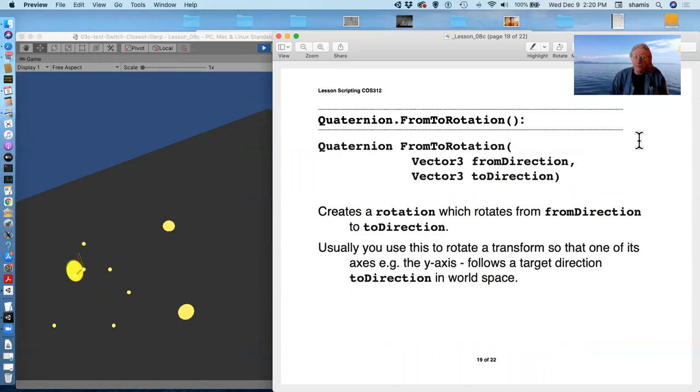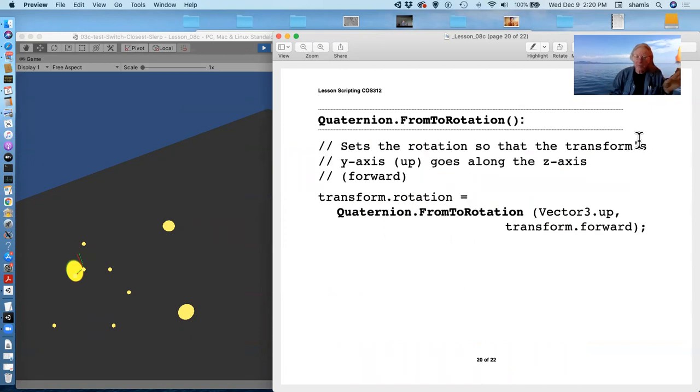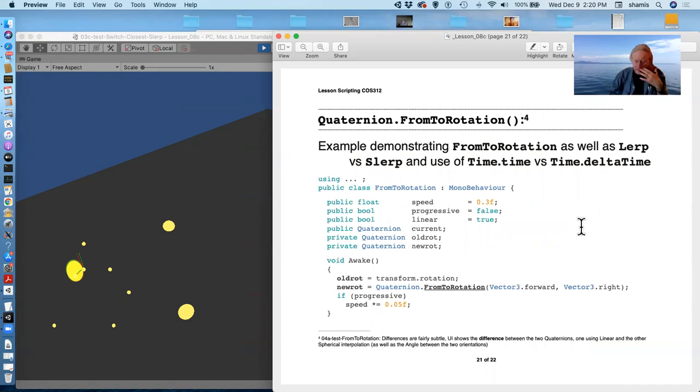Another is the FromToRotation. This takes two directions, two vector directions, and it figures out what rotation would move you from the from direction to the to direction. So it creates a rotation that you can then use to move things around. This one sets the rotation so that the vector up points along the transform's forward. And I believe there's an example for this too.